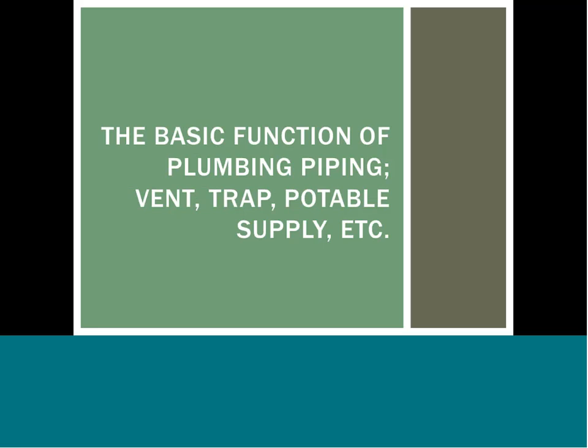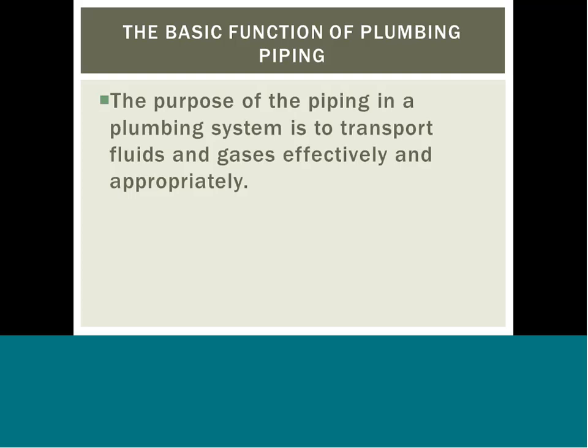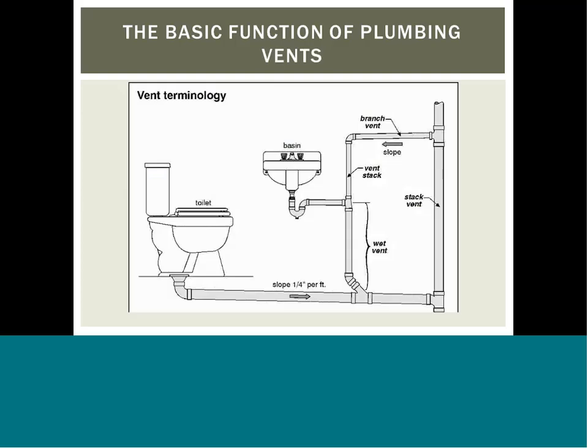Next, we will cover the basic function of plumbing piping, including vents, traps, potable supply, and some others. The purpose of the piping in a plumbing system is to transport fluids and gases effectively and appropriately. The venting system, or plumbing vents, consists of pipes leading from waste pipes to the outdoors, usually through the roof. Vents provide a means to release sewer gases outside instead of inside the house. Vents provide a way to equalize the pressure on both sides of a trap, thereby allowing the trap to hold water, which is needed to maintain effectiveness of the trap.